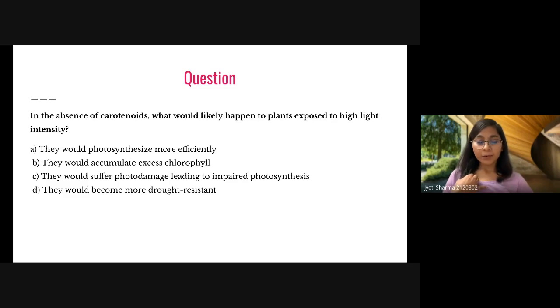But we do have the carotenoid, right? And this carotenoid can help the plants to reduce this photo-oxidation damage, because the sunlight that has high light intensity can be very harmful to the plants. So what will happen if we do not have carotenoid in the plants, and the plant is getting exposed to the high light intensity?